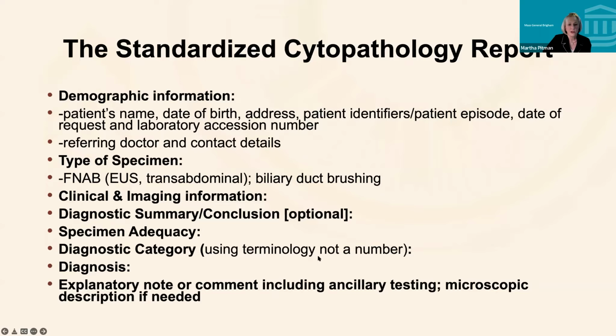But use the diagnostic terminology, not a number. So if it's atypical, say atypical. If it's pan-low, write that out. Don't say category 3 or category 4. And then you have a diagnosis, and it gives a clear communication of what the interpretation category or diagnostic category is, which is associated with the risk of malignancy and follow-up management, and then your specific diagnosis. And you can put an explanatory note or a comment with your ancillary testing, a microscopic description if you need to.